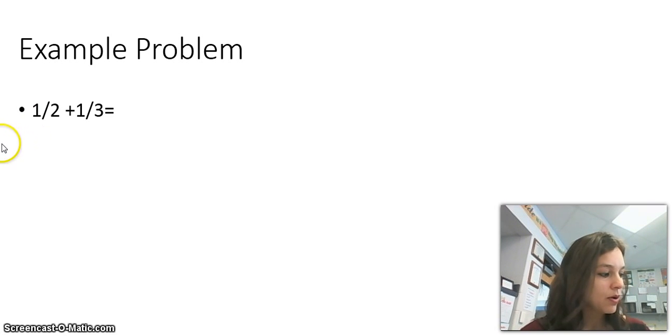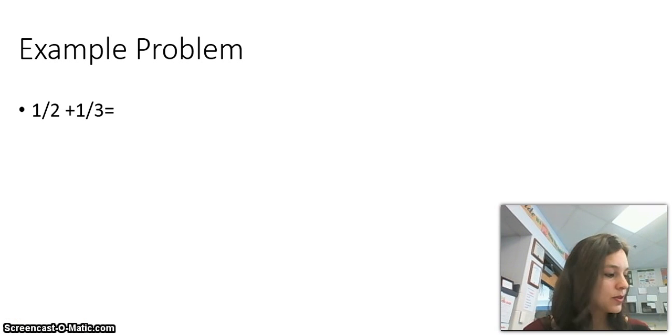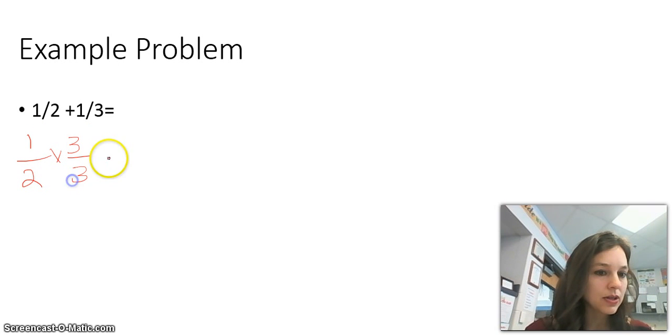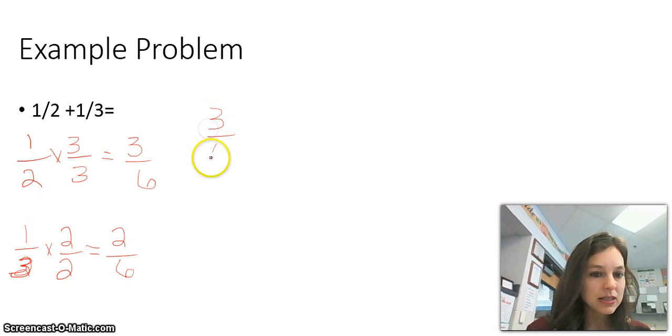So I'm going to have to multiply 1/2 by 3/3 to get 3/6. Then I'm going to have to multiply 1/3 by 2/2 to get 2/6. Then I'll add them together. 3/6 plus 2/6 is 5/6.